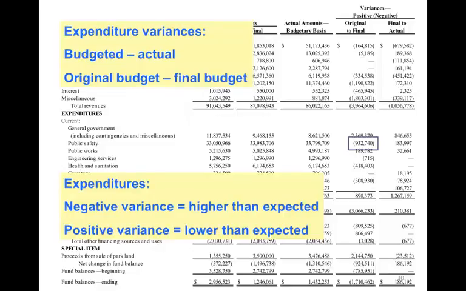Underspending may not be a good thing. It may be that they were more efficient, but it may be that they didn't provide services that were really needed. And a positive variance, that's a positive variance.